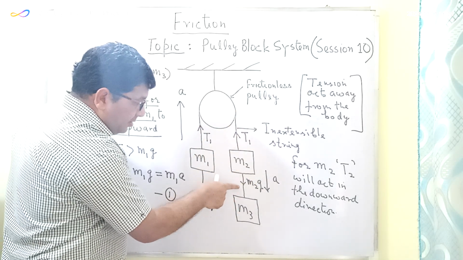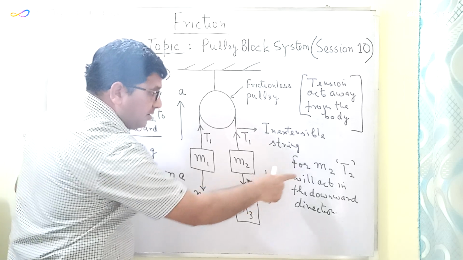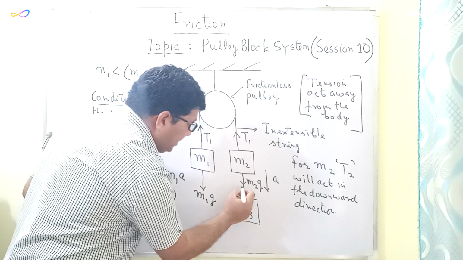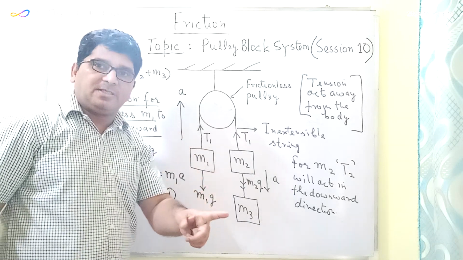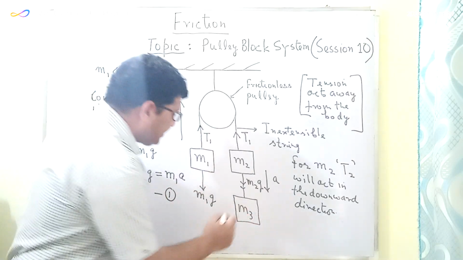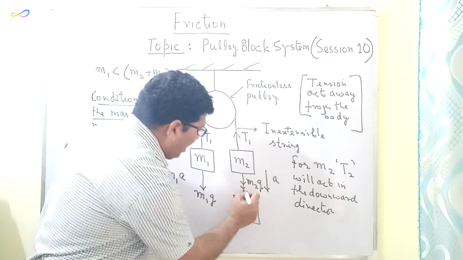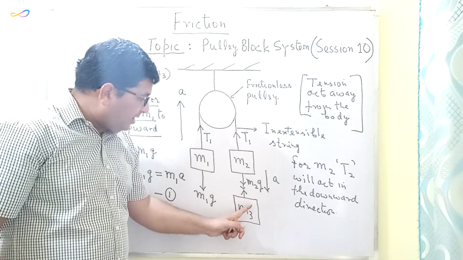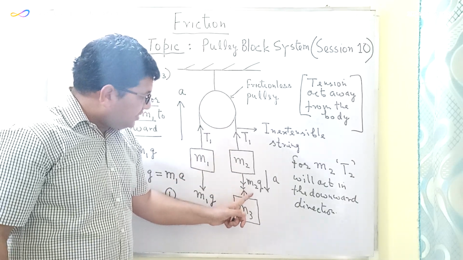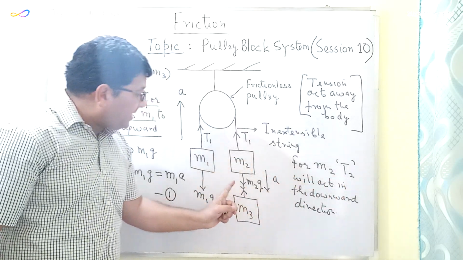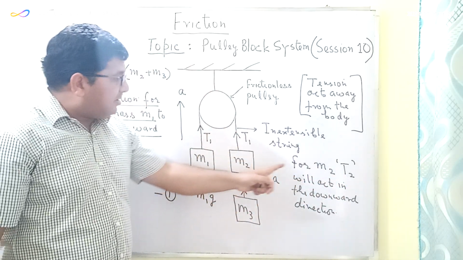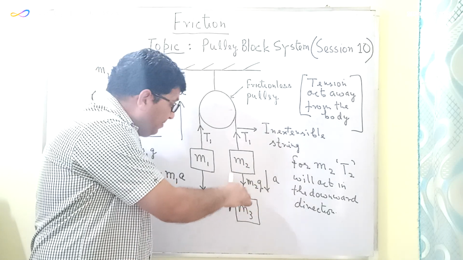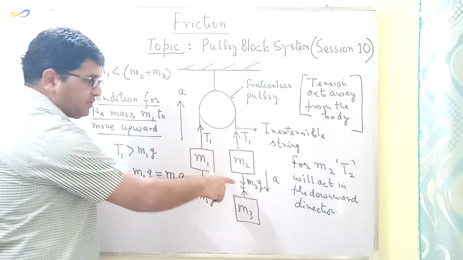Since the tension always acts away from the body, the tension for the block having mass m2 will be acting in this direction, whereas the same tension for the block m3 will be acting in the upward direction. For the block having mass m3, the tension T2 will be acting in the upward direction, whereas for the block of mass m2, the tension T2 will be acting in the downward direction. So this is the most important concept here.